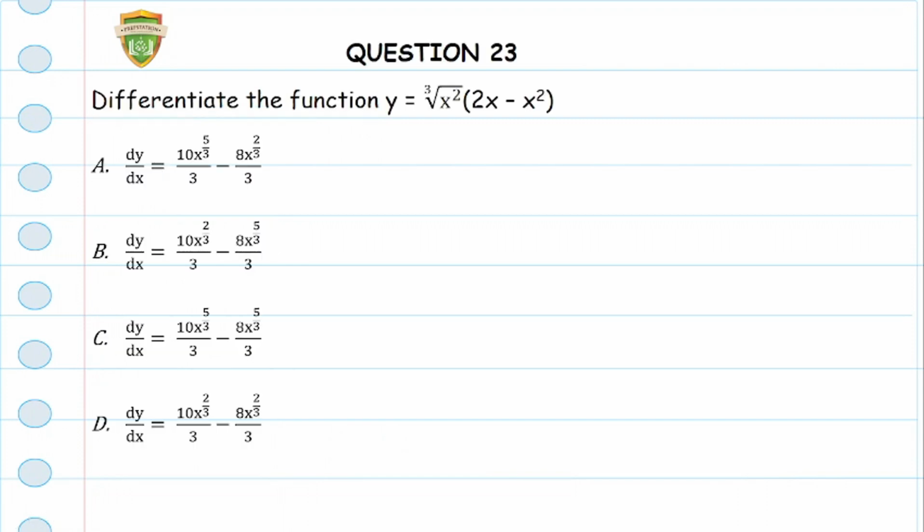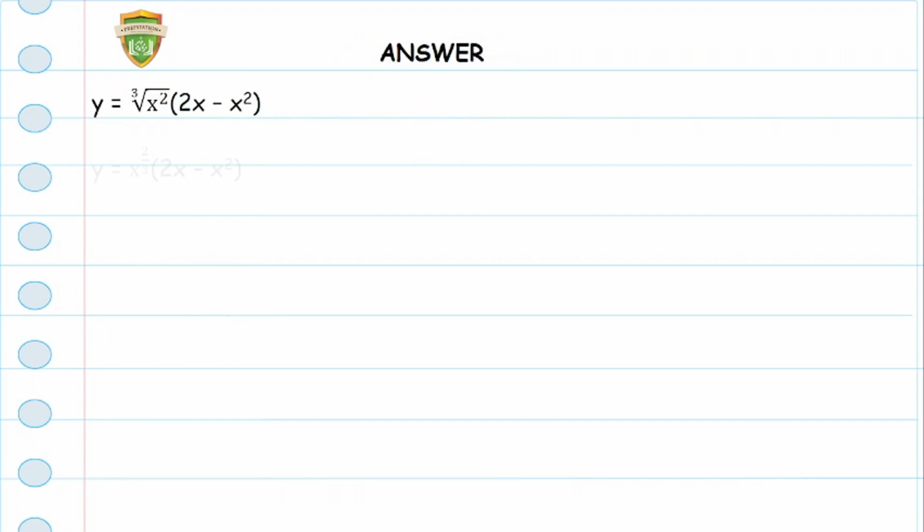Question 23 says we should differentiate this function. The function is the square root of the cube root of x squared into 2x minus x squared. So this is the function. The first thing we'll do is rewrite this. We know the cube root of x squared can be written as x to the power 2 over 3. Then we open the brackets. When you open the bracket, this 2x multiplies this. Since they have the same base, this is x to the power 1 plus 2 over 3, which becomes 5 over 3. This 2 plus this 2 over 3 becomes 8 over 3.